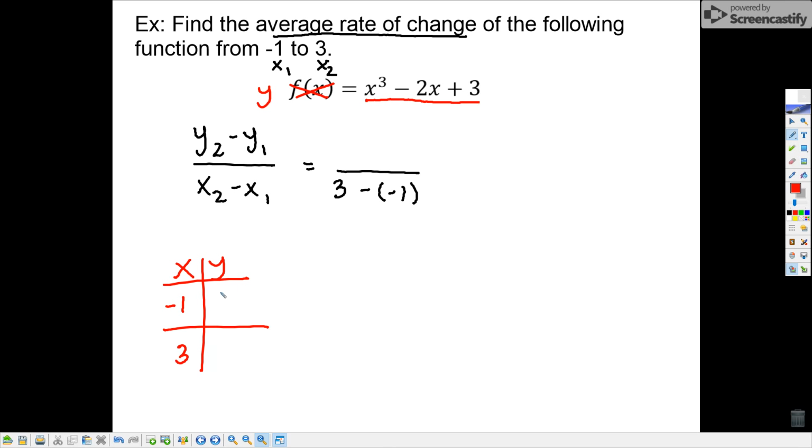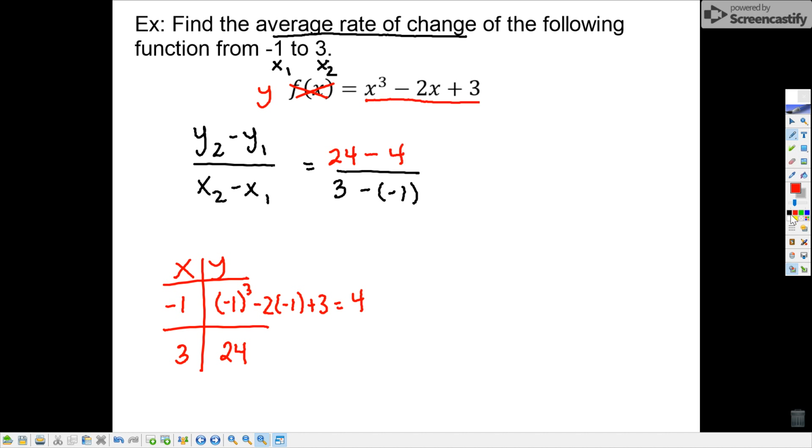So if I plug in -1 into that whole function, you get +4. And if I plug in 3, I'm not going to write it out this time, you get 24. So 24 is our y2 since our x2 is 3. So I'm going to do the 24 first. And then our y1 is 4 since -1 is our x1.